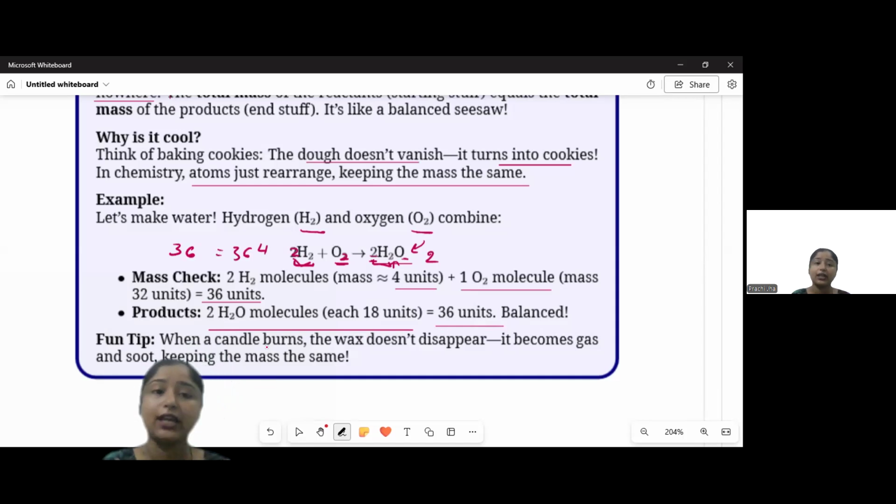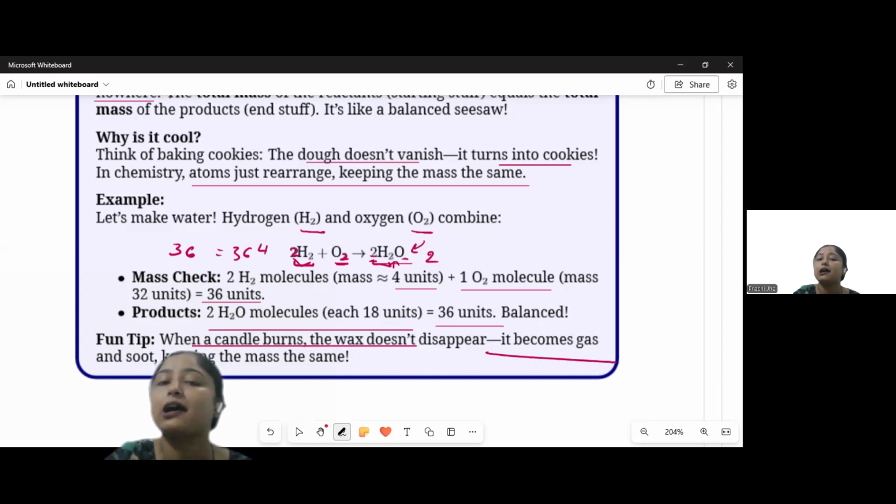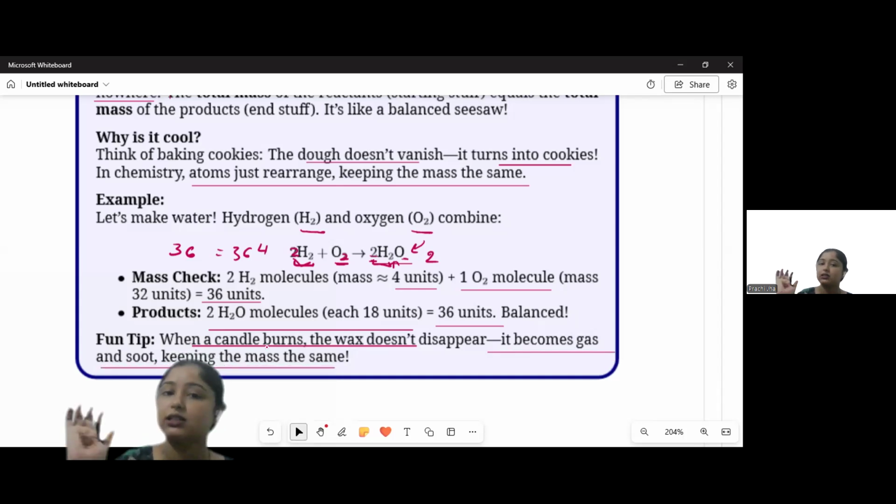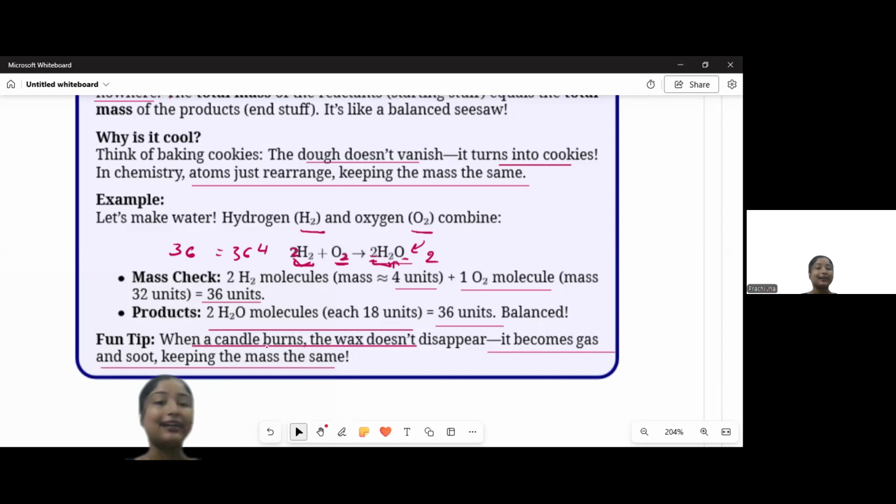For example, when a candle burns, the wax doesn't disappear, right? The wax doesn't disappear, but it becomes gas and soot, keeping the mass the same, right? It turns into the flame, the gas basically, and some of the part comes down as candle wax. So that keeps the mass the same.